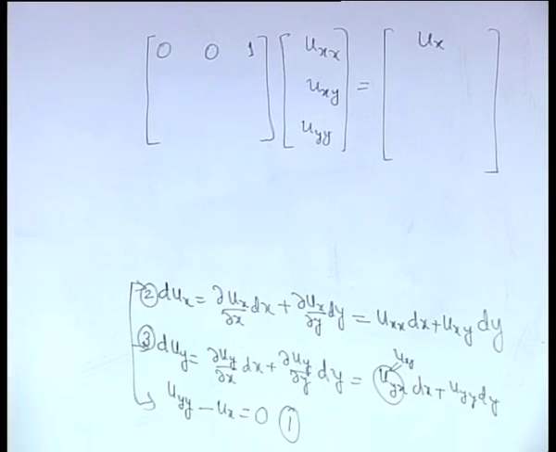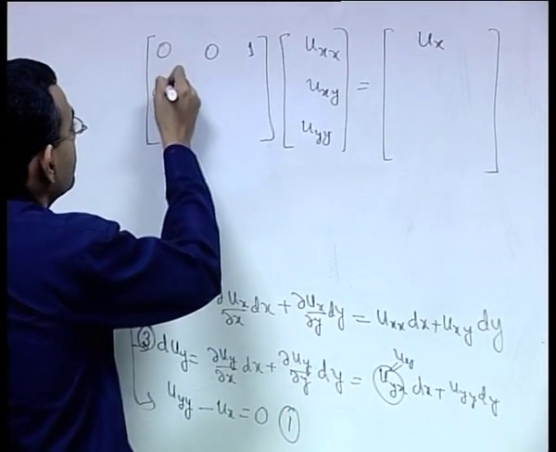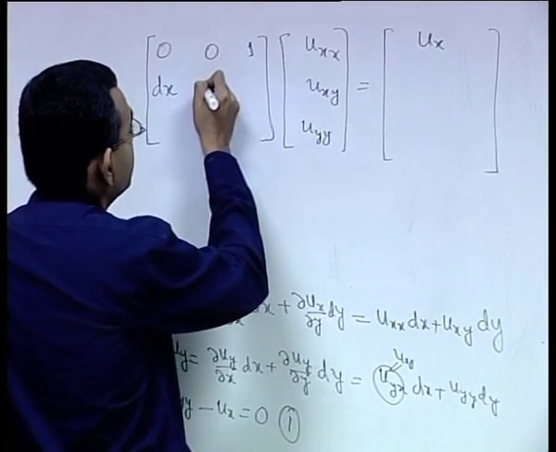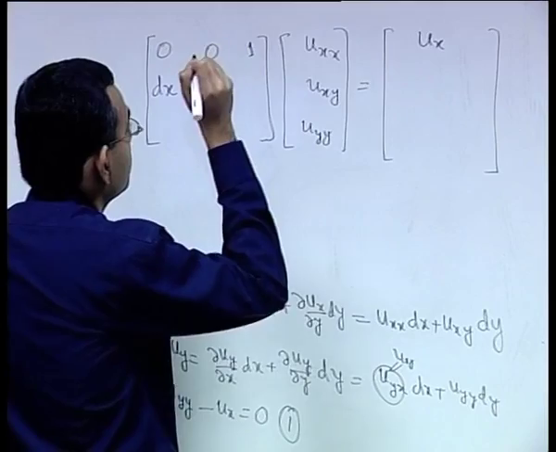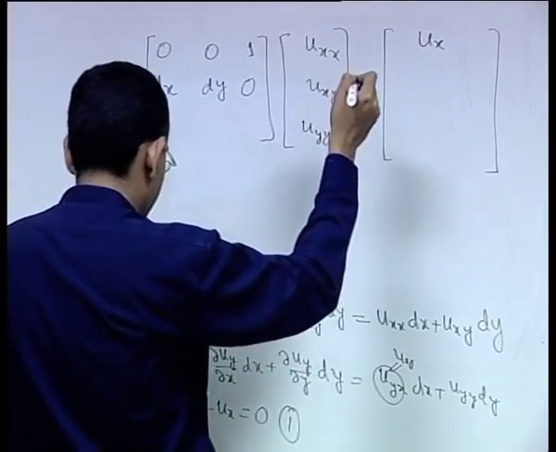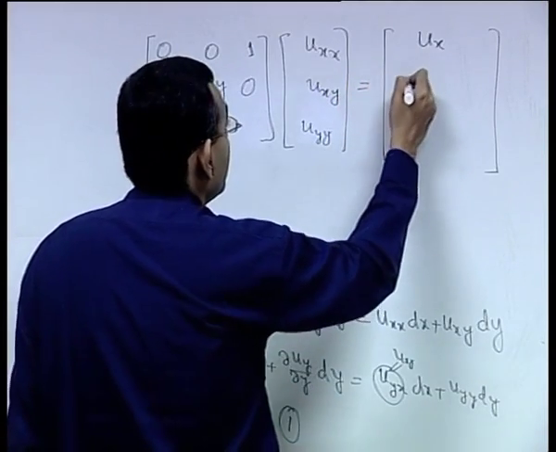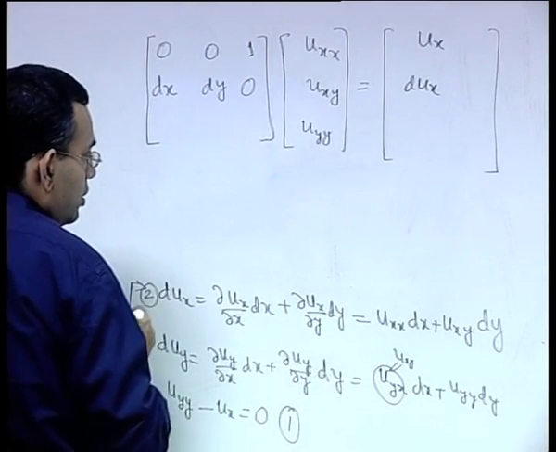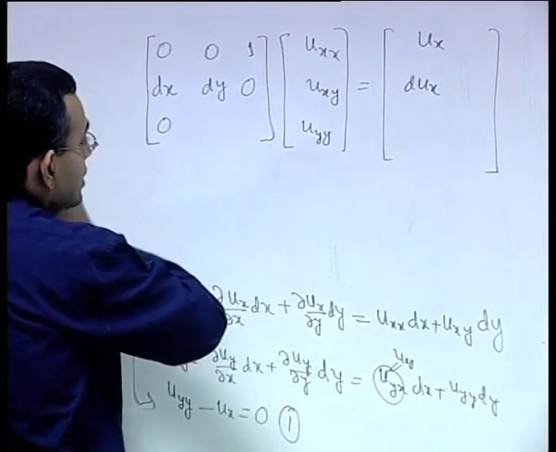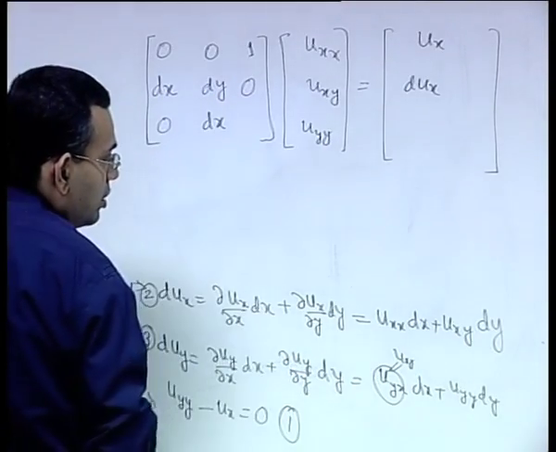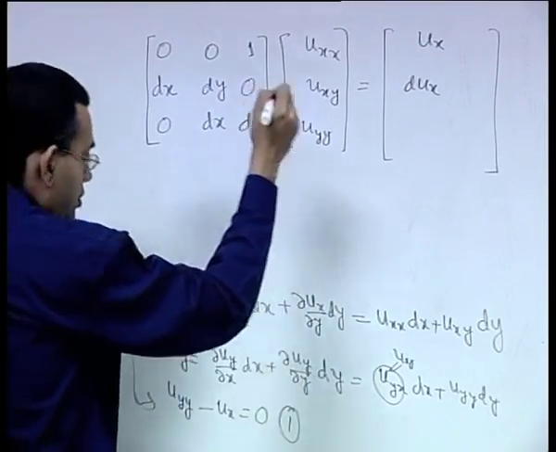For the second equation uxx into dx plus uxy into dy, then there is no uyy, is equal to dux. From the third equation there is no uxx, uxy into dx plus uyy into dy is equal to duy.